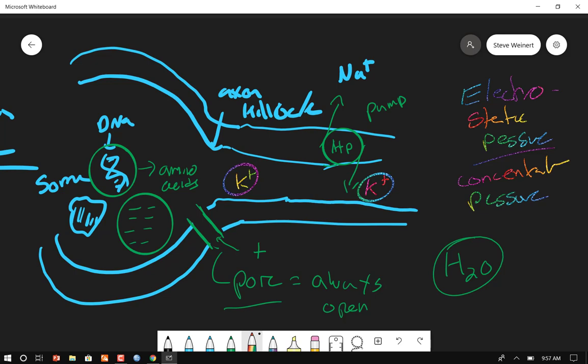Okay. So electrostatic pressure is the force of the electrical charge being pulled back and forth. That's the electrostatic pressure. Concentration pressure, or it's called the concentration gradient, is the fact that if I put a bunch of potassiums on the inside and pumping them in, what is potassium going to want to do?